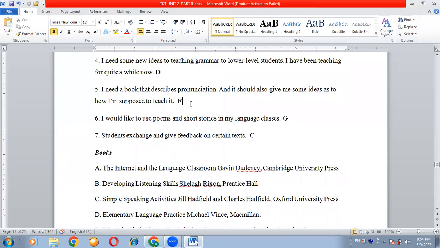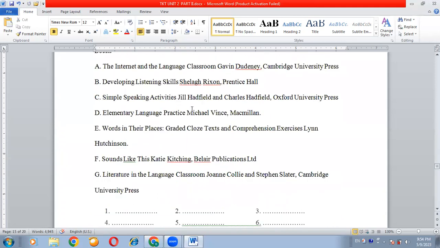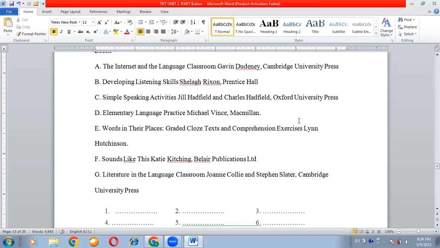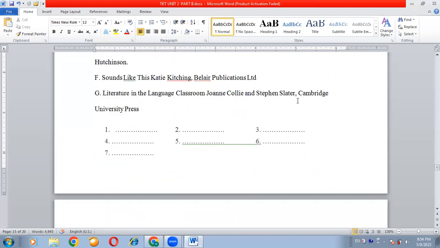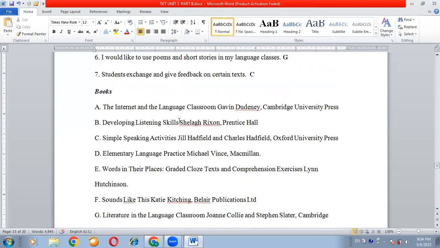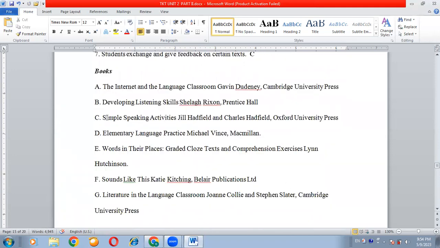I need a book that describes pronunciation. So answer is F. No doubts. Sounds like this. I would like to use poems and short stories. No doubts. Should be literature. So answer B. Students exchange and give feedback on certain texts. Exchange and feedback, because exchange ideas, feedback, something like speaking. Speaking again. Speaking is there. You can tell what is simple speaking.